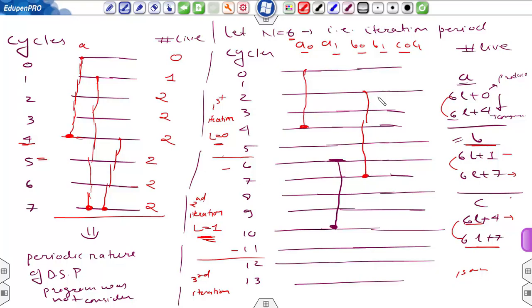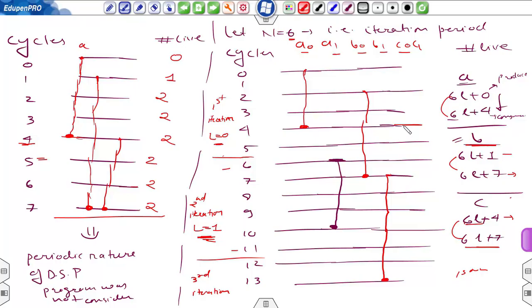And for L equal to 1, B1 will be generated at the 7th cycle in the second iteration, and it is consumed at the 13th cycle. 6 plus 7 is the 13th cycle. So it is consumed at the 13th cycle.